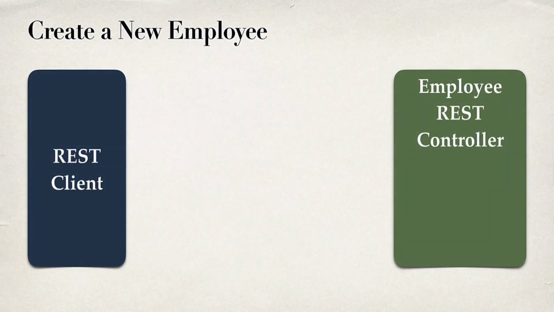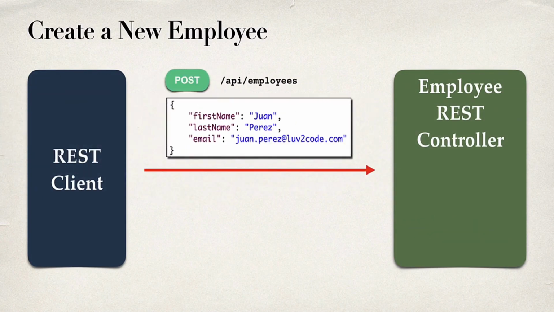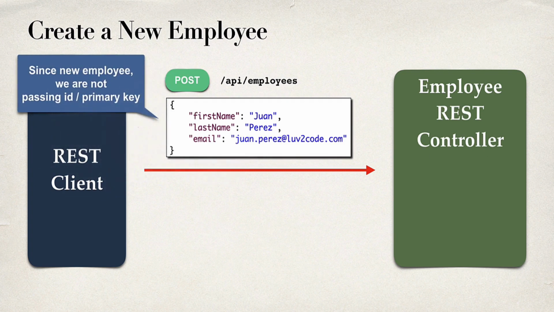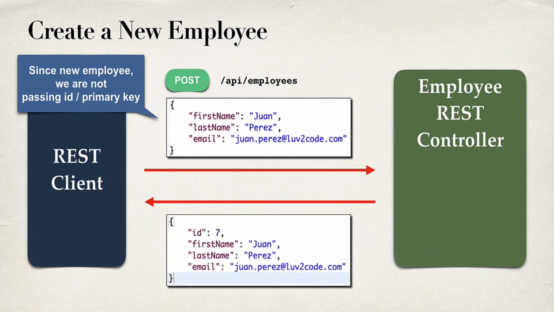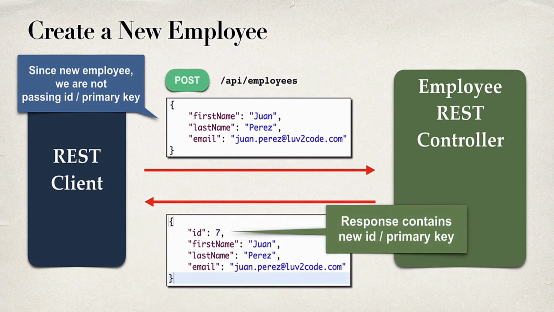Now let's look at creating a new employee. To create a new employee, we use the POST method, and in the JSON body, we give the actual information for the first name, last name, and email. Since this is a new employee, we're not passing over an ID or a primary key, because that'll be generated for us on the back end by the database. Then we'll get the response back. It'll basically echo the request, and it'll also include the new ID, or the primary key, that was generated by the database. So this looks really good. I like this.